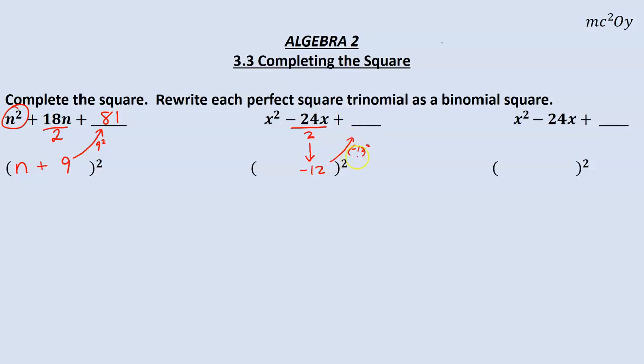Okay, negative 12 squared is 144. And the square root of x squared is x. Okay, so this becomes x minus 12 squared. That's the binomial squared. All right.